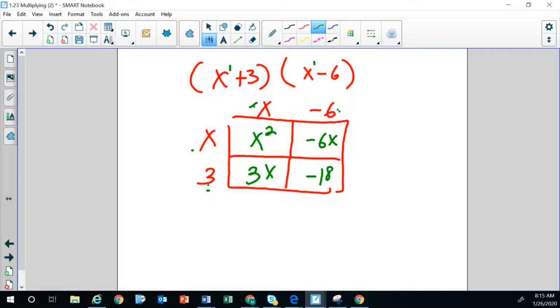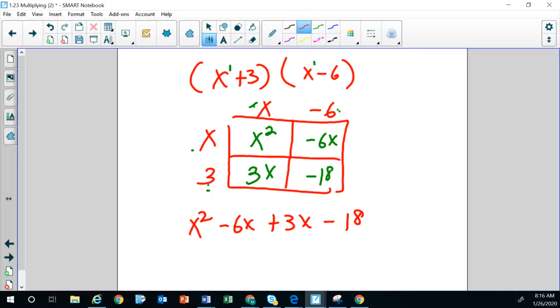Right. Once I'm done, I'm going to add all the terms inside the box. All terms. So that's going to give me x squared minus 6x plus 3x minus 18. See what I did? All the terms inside the boxes, I'm going to add together.